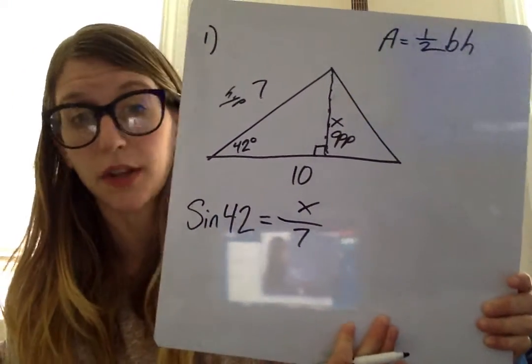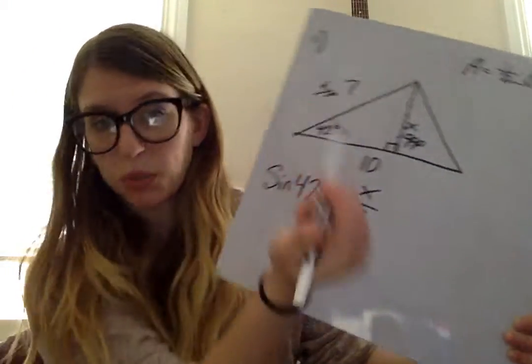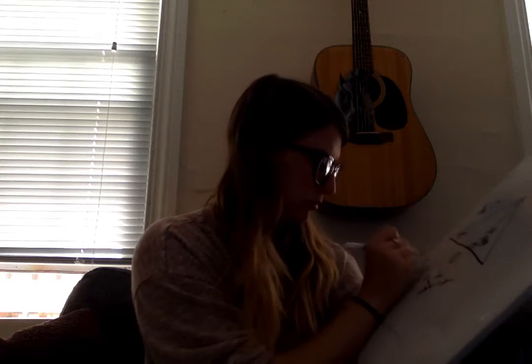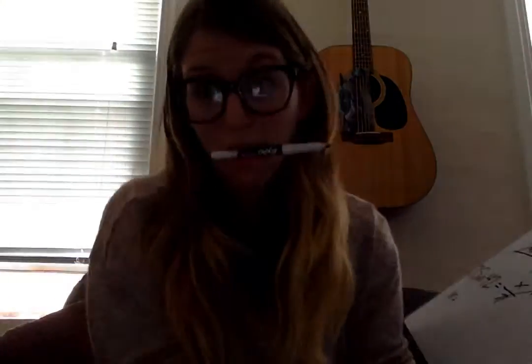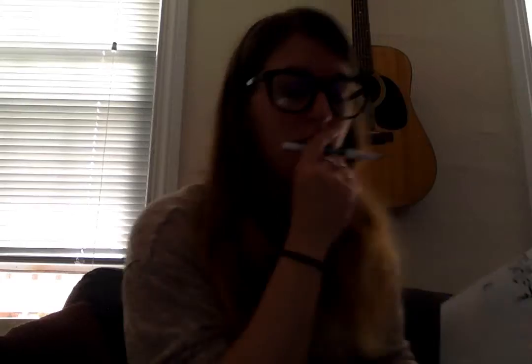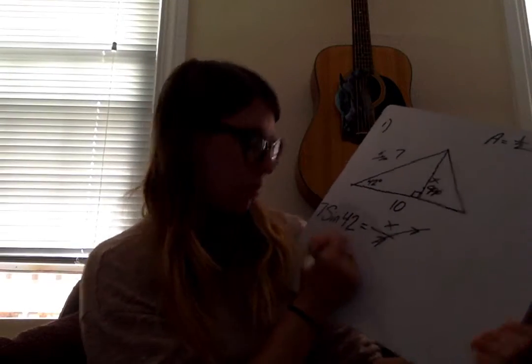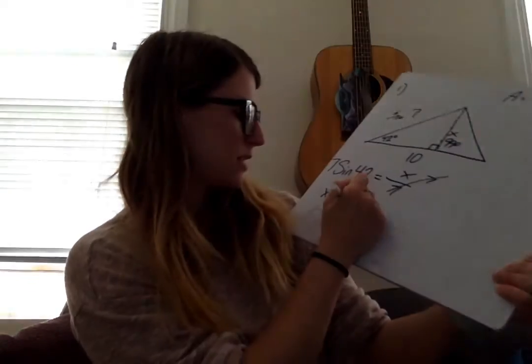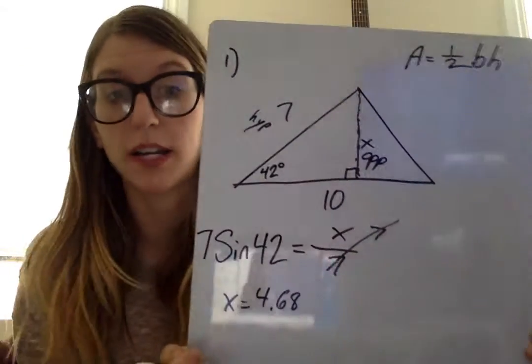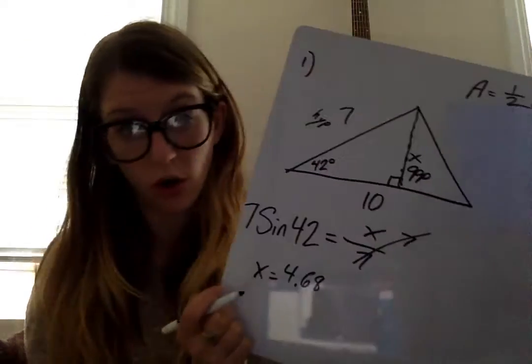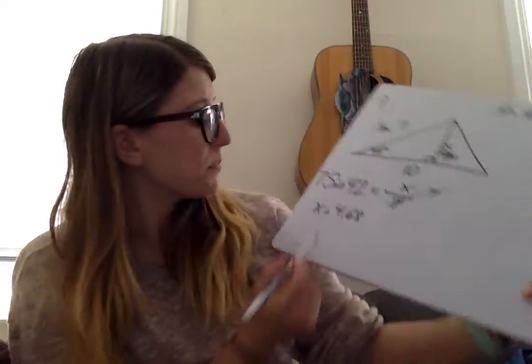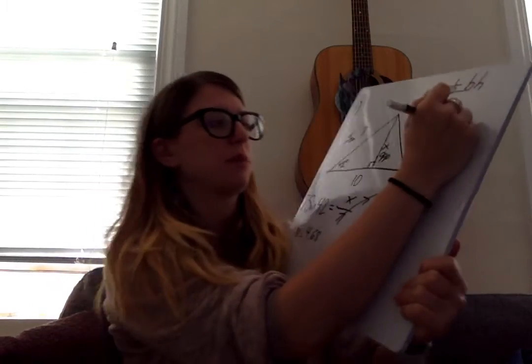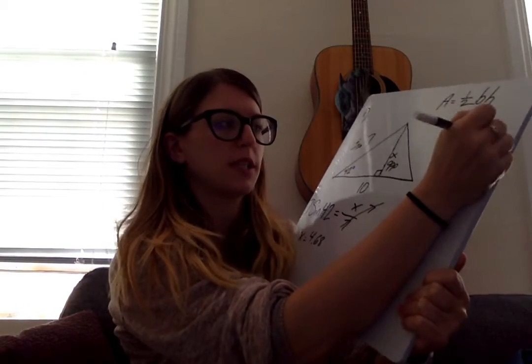And then to solve for x, multiply by 7. And we're going to get x equals 7 sine 42, which is 4.68. And remember, I don't care how you round. Just don't call this 5. Okay, great. So that is my height. So my height is 4.68.